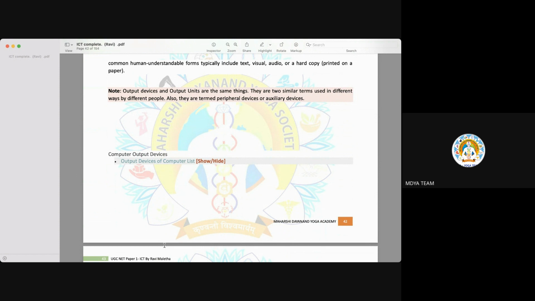Also, they are termed peripheral devices or auxiliary devices, because they are not very much important. They are important, but they are not the inbuilt part of the computer. You can attach them as per your need. You can detach them if you don't need them. That's why they are called peripheral devices and auxiliary devices.